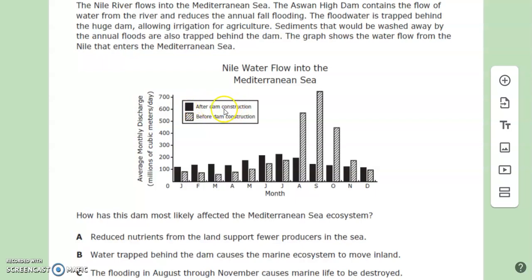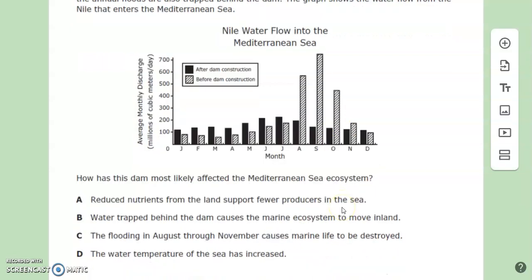So the chart shows you after the dam construction how much water was flowing into the sea, and this is before the dam construction. So you can see that after the dam was constructed, during the flood season here, this is the flood season, August, September, October, a lot less water was flowing into the sea than there was before the dam was there.